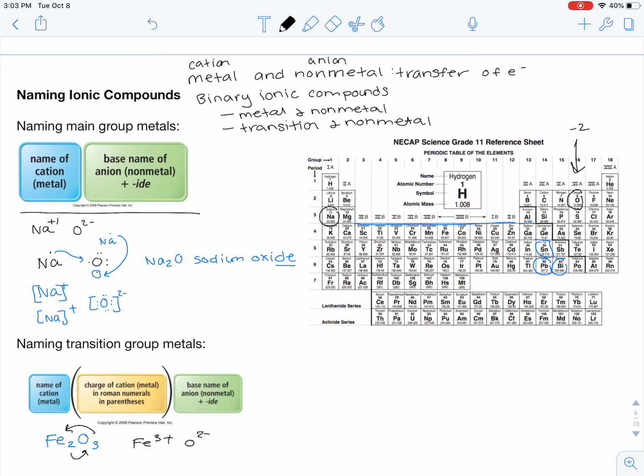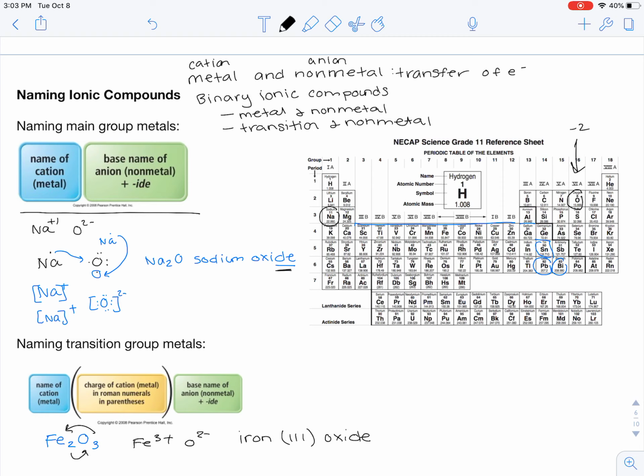Now, you do not have to ever write these notes. These are just for explanation purposes. Now, to write that, you would write iron, parentheses, Roman numeral 3, and then just oxide. So the key is when you have binary, meaning just a metal and a nonmetal, you change the ending of the nonmetal, whether transition metal or not, to an "ide" ending every single time.